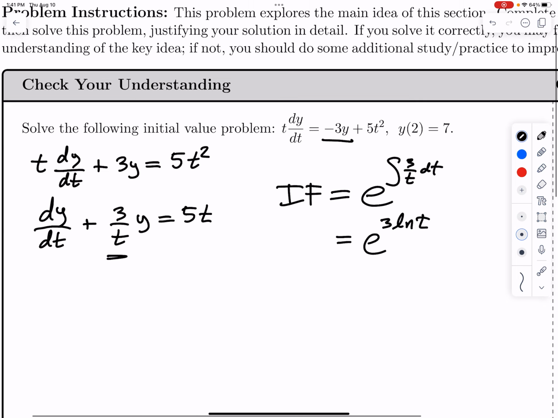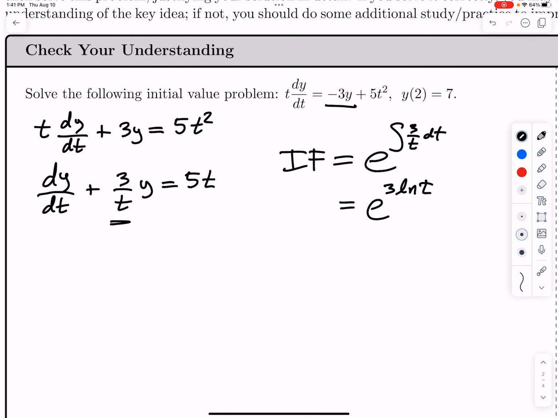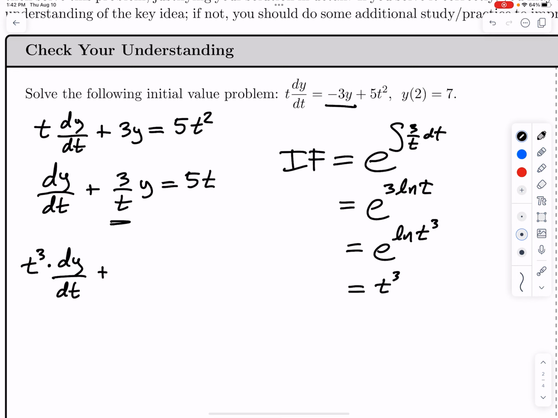And so it's oftentimes simpler to omit the absolute value and simply get the simplest antiderivative available. Using our rules for exponents and the fact that the natural logarithm and the exponential function are inverses, the integrating factor reduces simply to t cubed. And that is a simpler integrating factor than the absolute value of t cubed, and this will end up working for us. So then I'm going to multiply everything by the integrating factor, and that will give me the following.